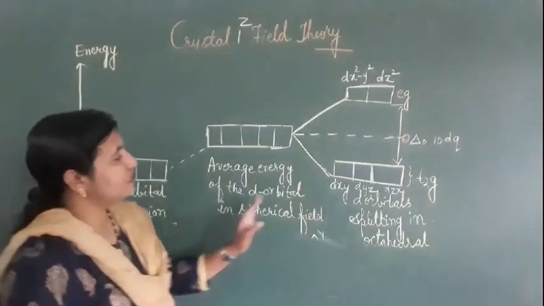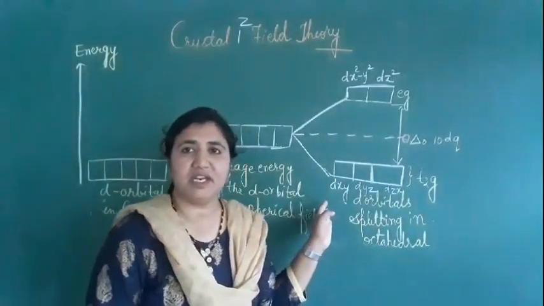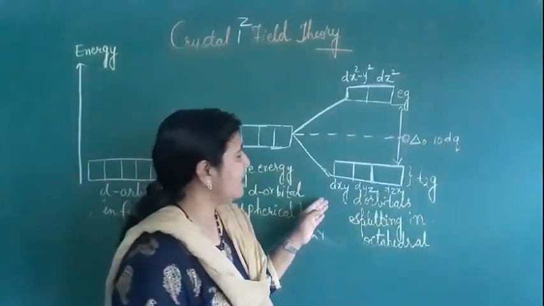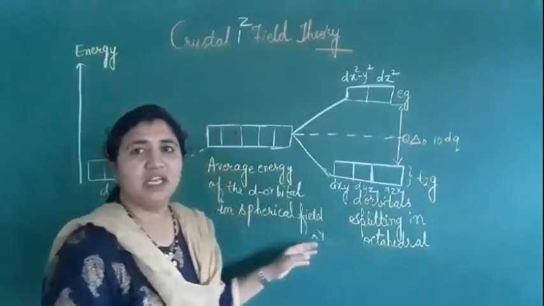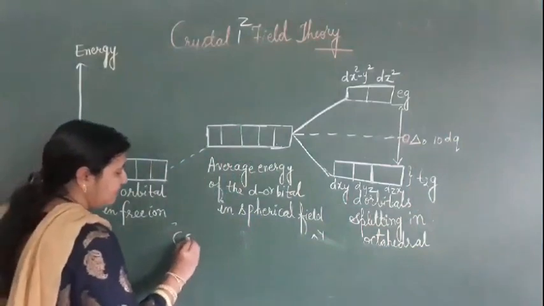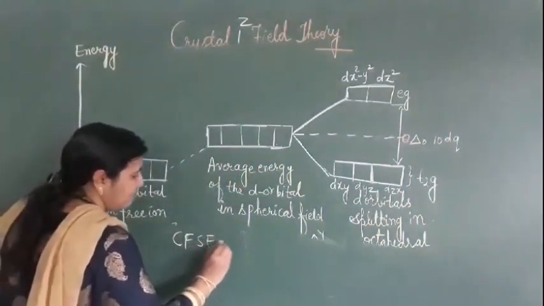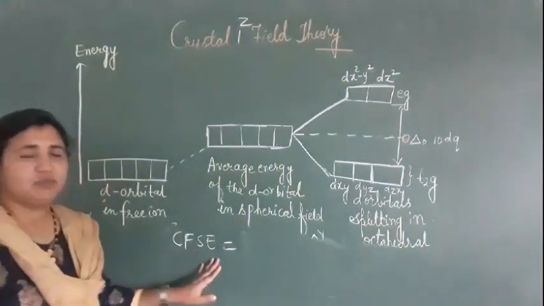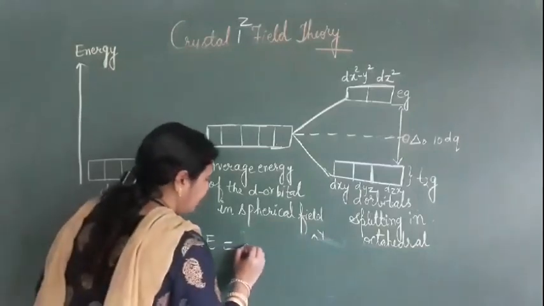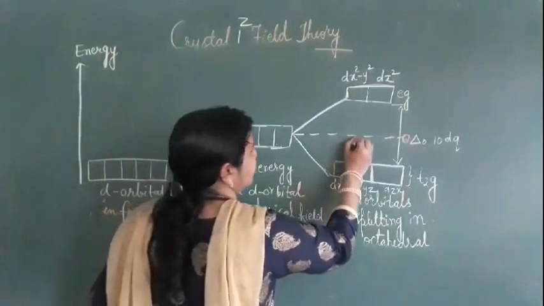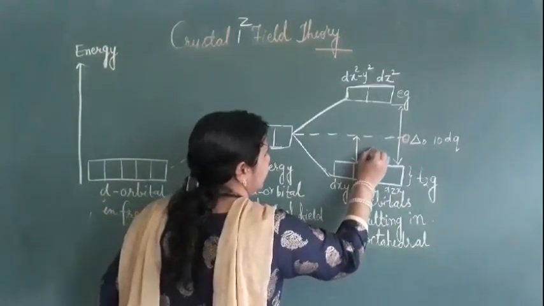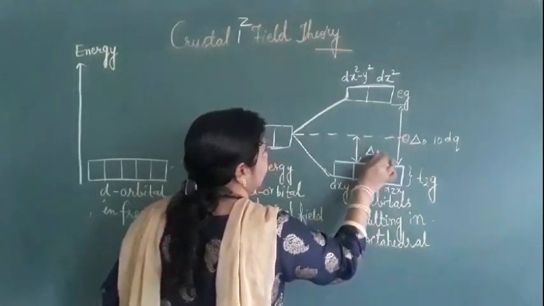So what is crystal field splitting energy? The difference in energy between the two sets is called crystal field splitting energy. The formula for finding this crystal field splitting energy: here we have this gap, which is delta O.